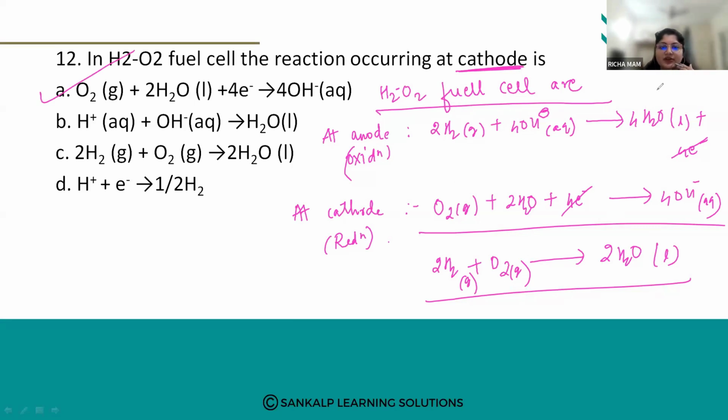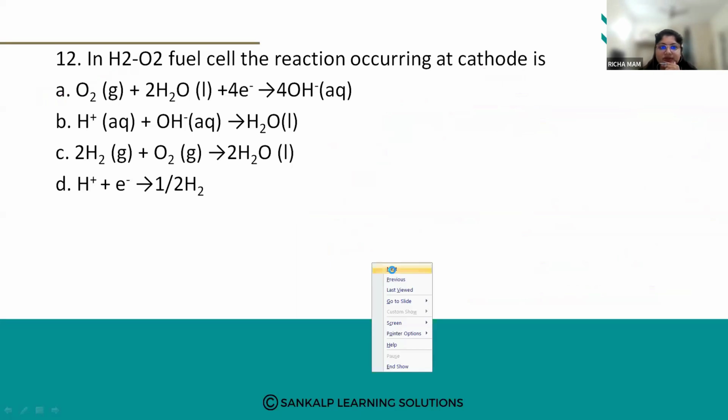So you have to study the reactions thoroughly. What is the cathode reaction? What is the anode reaction? You have to know all these things in batteries and fuel cells. Fine. Let us go for the next one.